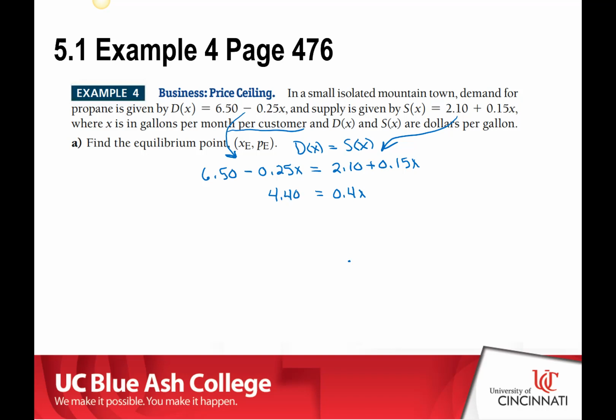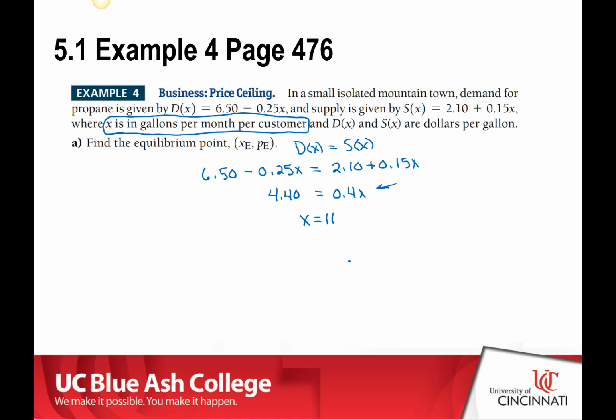When you divide both sides by the 0.4, you get x equals 11. Now, before we go any further, it's important to determine what this x equals 11 really means. If you read the problem itself, you'll note that x is the gallons per month per customer. So what this is saying is, if we establish the selling rate as being the equilibrium price, we'll wind up with each customer on average purchasing 11 gallons per month.